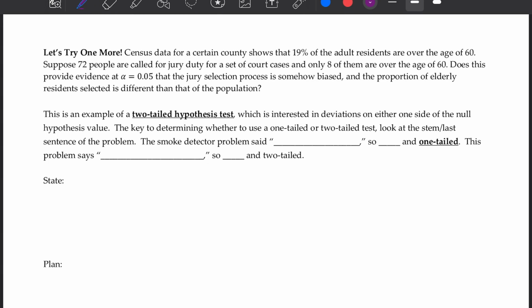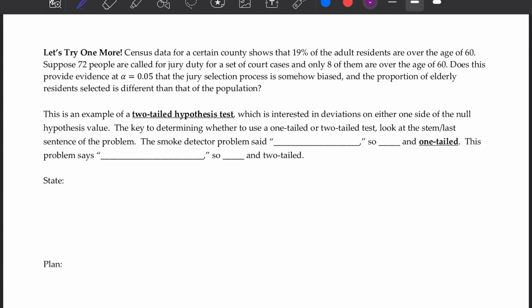So this time around, we're dealing with some census data for a certain county that shows that 19% of the adult residents are over the age of 60. So suppose 72 people are called in for jury duty for a set court case, and only 8 of them are over the age of 60. Does this provide evidence at alpha equals 0.05 that the jury selection process is somehow biased and the proportion of elderly residents selected is different than that of the population?